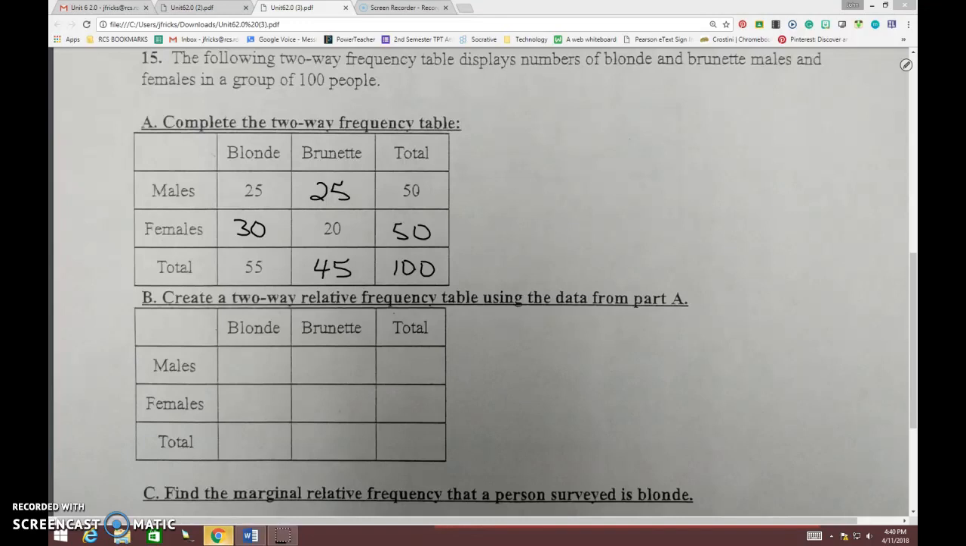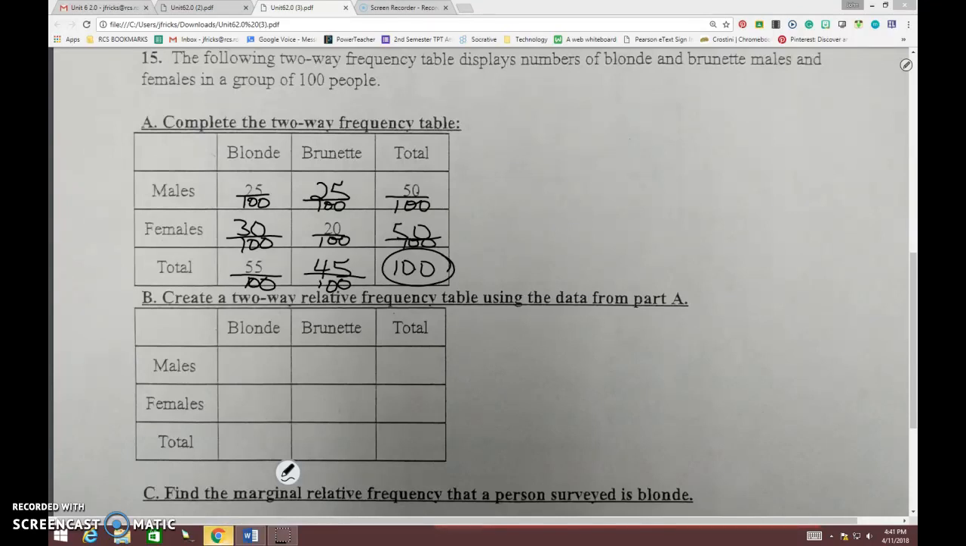Part B is just changing them all to percentages. So since 100 is the biggest number here in the bottom right corner, that's going to mean we're going to divide everything by 100. And we're going to do it to all of these. Now, if it's a different number, of course, we're going to divide it by whatever number we have. But this one's nice because when we divide something by 100, it basically turns it into that number's percentage.